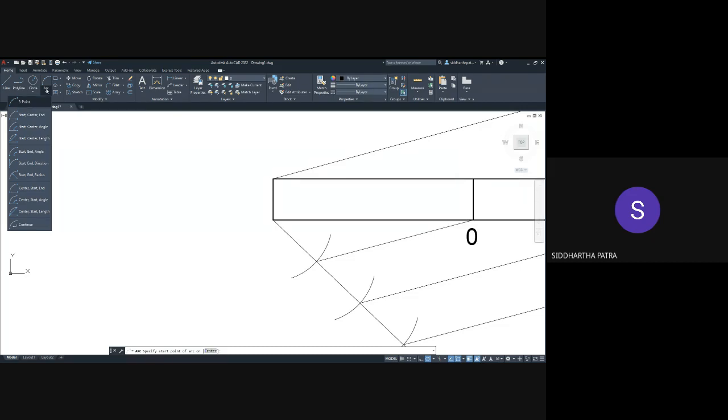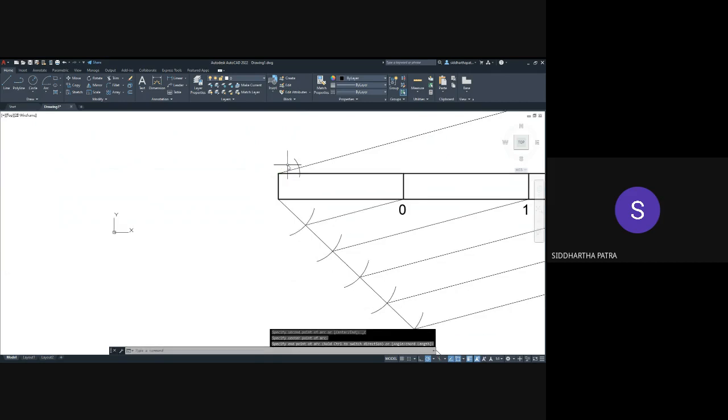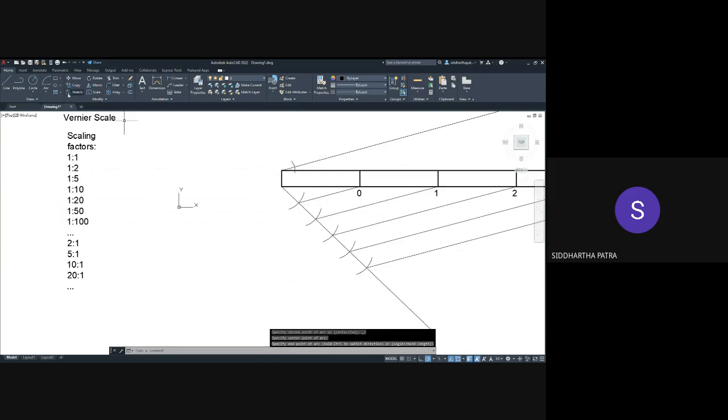Start, center, end. Okay, so start, center. Acha. Start, center, and end. Okay, and then I would make 10 copies of this, rather 9 copies of this.